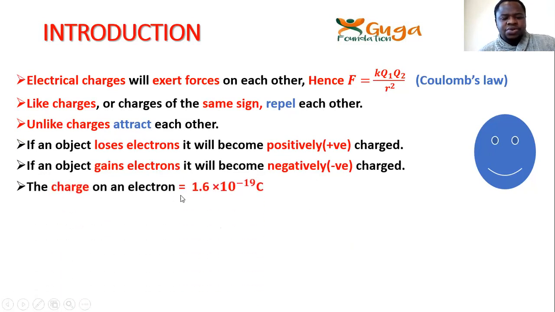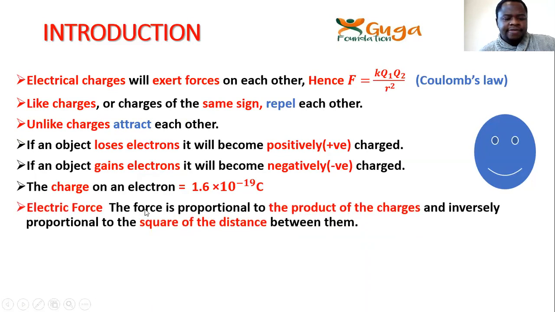The charge on an electron is equal to, this is what we call elementary charge, 1,6 times 10 to the power negative 19 coulomb. The force is proportional to the product of the charges and inversely proportional to the square of the distance between them. That's Coulomb's law.